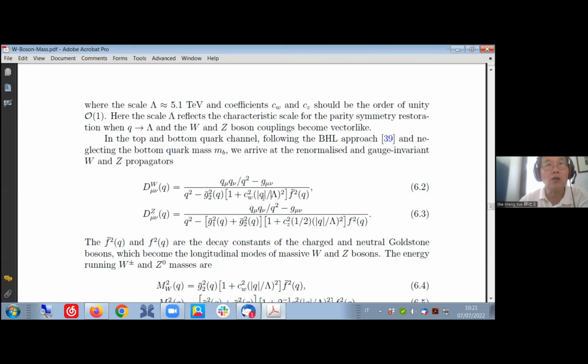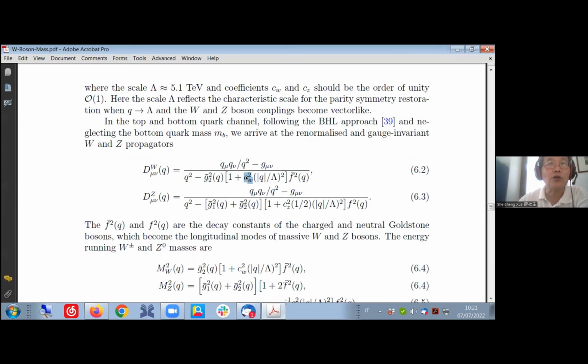we know that the lambda correlation scale is about a TeV, from the reason I said before. And this is energy dependent, Q is energy dependent. And here there are some coefficients due to the right-hand coupling we introduced. And the same thing holds for the Z boson.